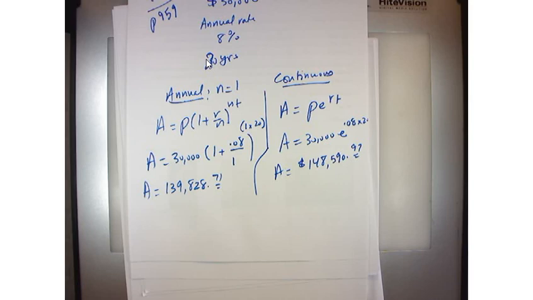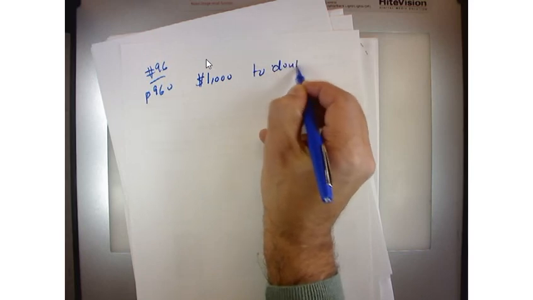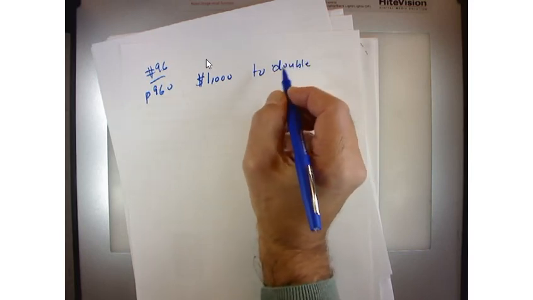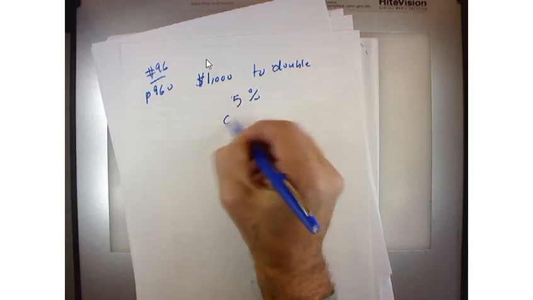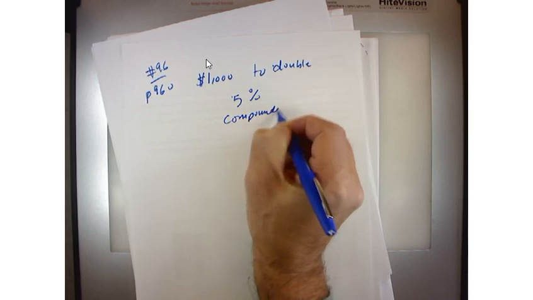All right. Now let's go to page 960 and look at 96. Page 960, number 96. It says, how long will it take $1,000 to double? So you have $1,000. You want to know how long it will take to double if it's invested at an annual rate of 5% compounded continuously.